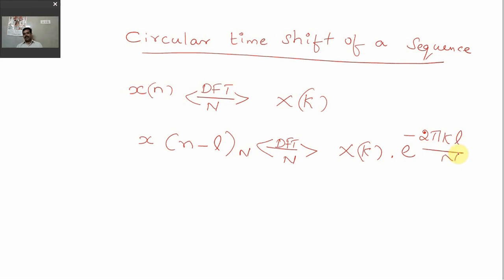So in simple words we can say that time shifting the sequence circularly by L samples is equivalent to multiplying its DFT by e to the power minus j 2 pi kL by N. So this is nothing but time shifting a sequence x of n by L samples, which is equivalent to multiplying its DFT by e to the power minus j 2 pi kL by N. So this is a property.